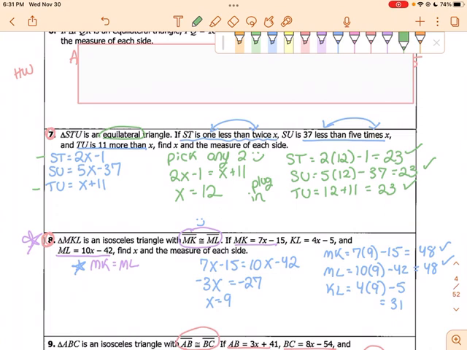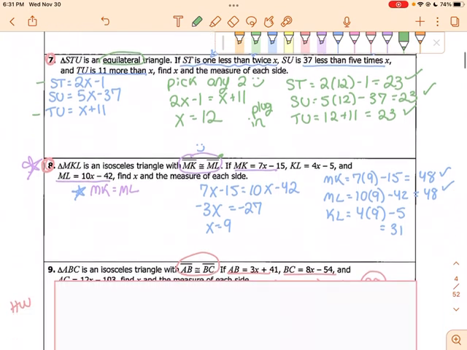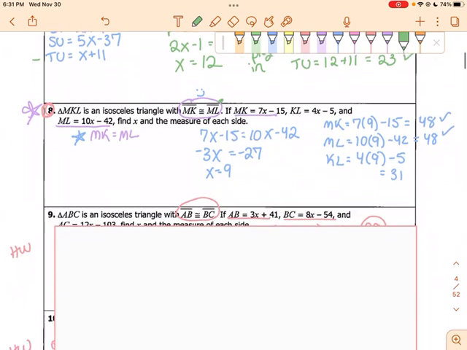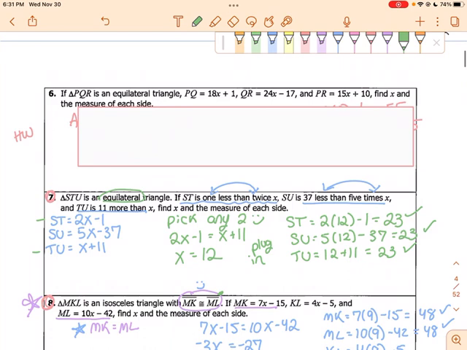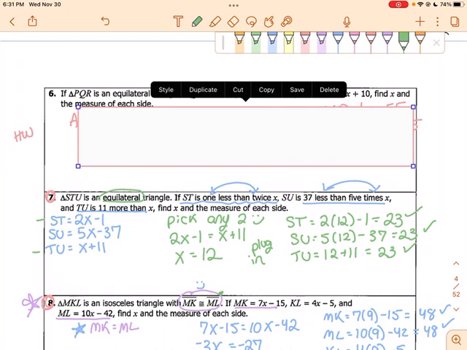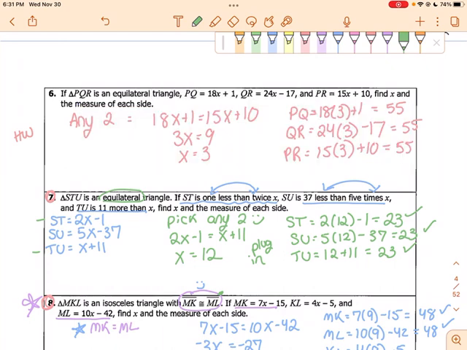So the keys here are reading the problem, identifying what type of triangle it is, identifying which sides should be equal based on the type of triangle and based on the statements like this one, and then just being careful with your algebra. So what I would like you to do now is try number 6, 9, and 10, and then pause the video obviously and then come back and check your answers.